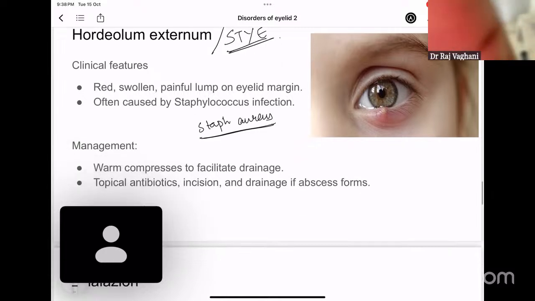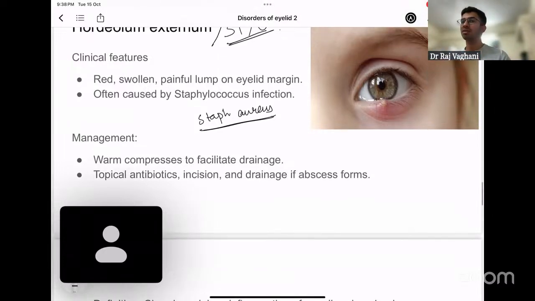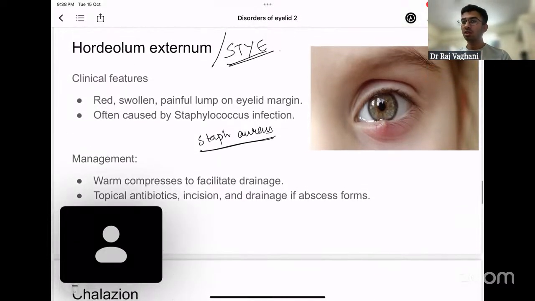So how do you manage this condition? You can manage this condition using warm compresses to facilitate drainage. I've told you in the previous lectures also. If you want to study hordeolum externum in detail, please refer to the previous live session, where I explained it in detail. Right now we are doing it in short, because this is a very short question, and it will come for 3 or 2 or 4 marks, maximum 4 marks. Hordeolum externum has been asked in 3-mark questions also, so we are just doing it for 3 marks right now.